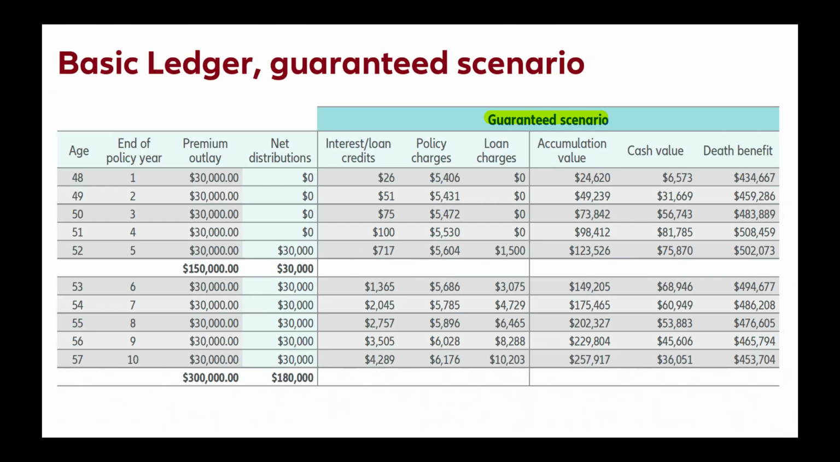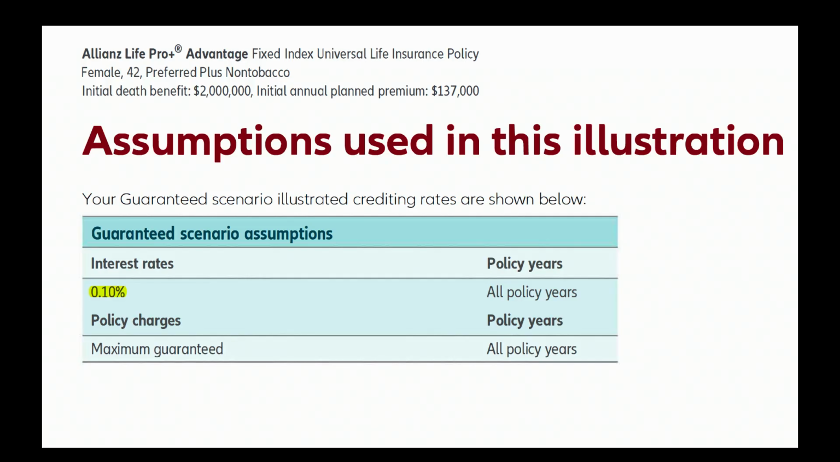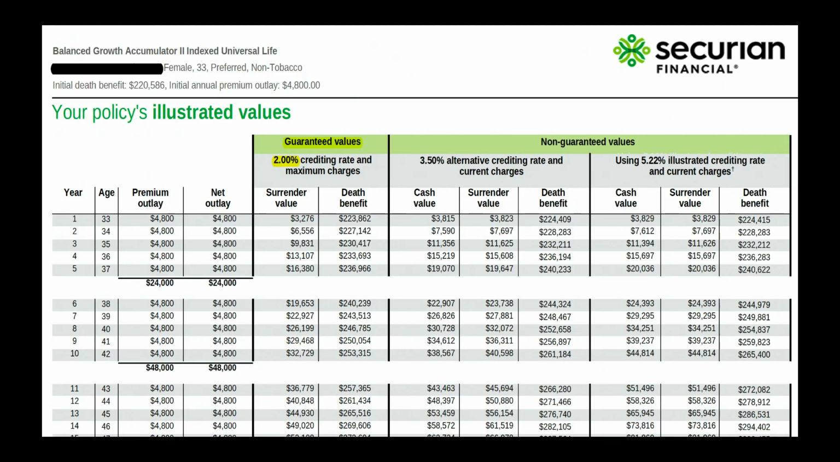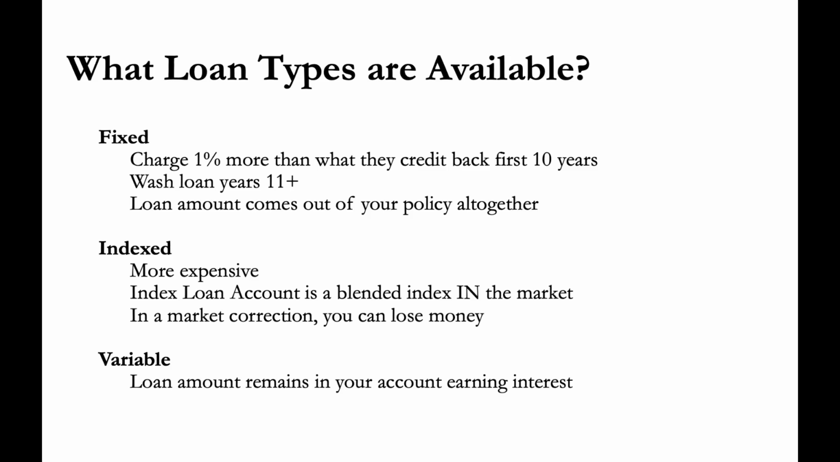What does the carrier guarantee above the 0% floor, if anything? You will find this in the guaranteed values ledger, but sometimes it is difficult to find. Allianz only guarantees 0.10% in the worst case scenario. Securian, on the other hand, guarantees you 2% interest. What loan types are available? Some carriers only offer fixed rate loans. Most offer fixed and indexed, but a few offer the additional variable loan.